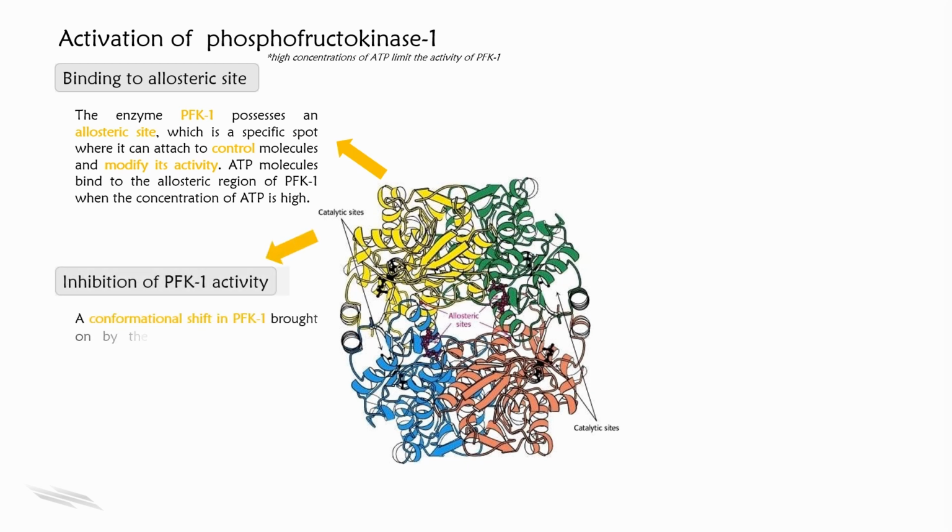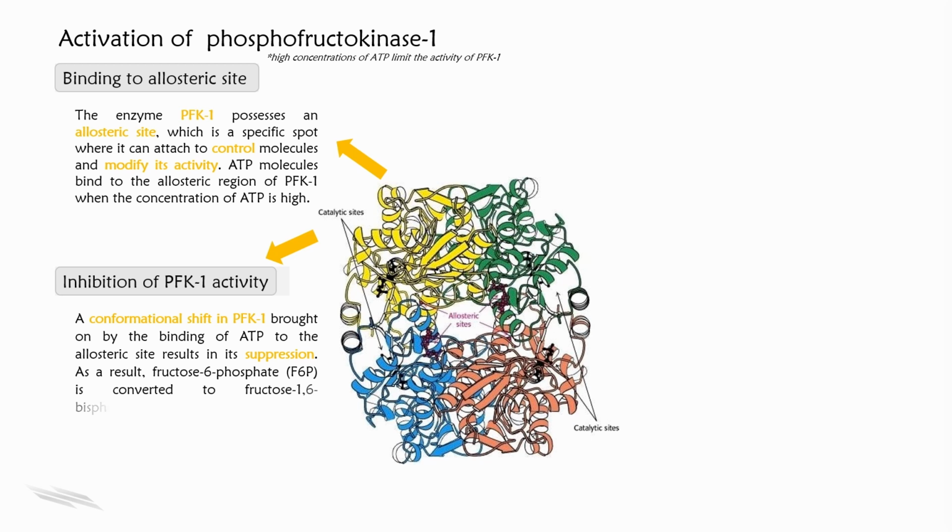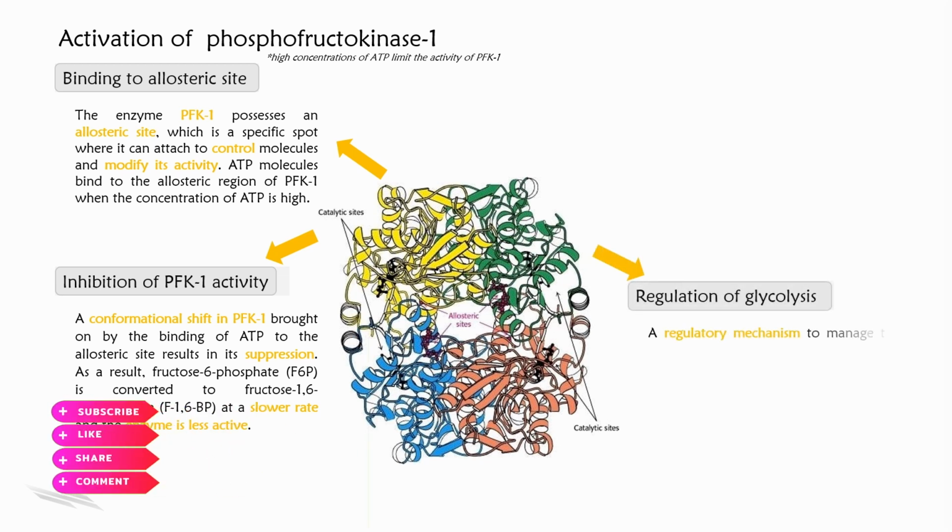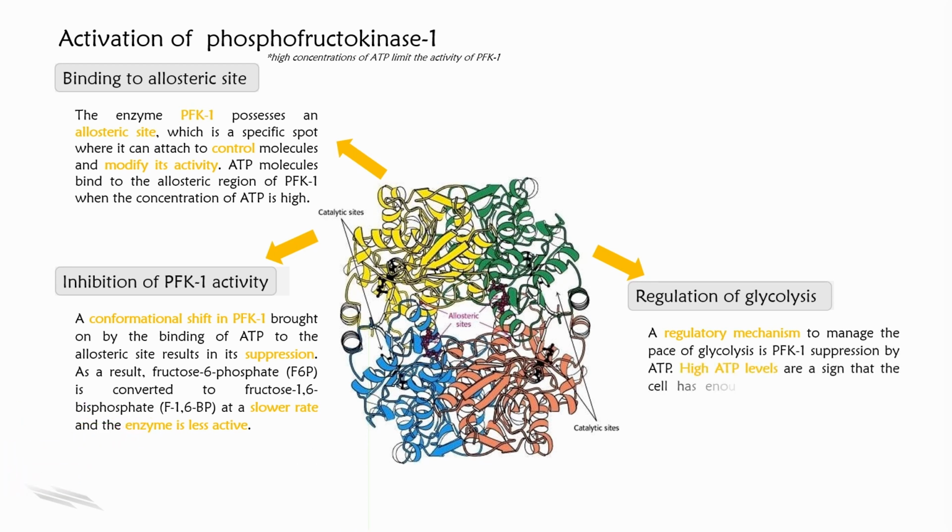Inhibition of PFK1 activity. A conformational shift in PFK1 brought on by the binding of ATP to the allosteric site results in its suppression. As a result, fructose 6-phosphate is converted to fructose 1,6-bisphosphate at a slower rate and the enzyme is less active. Regulation of glycolysis. A regulatory mechanism to manage the pace of glycolysis is PFK1 suppression by ATP.